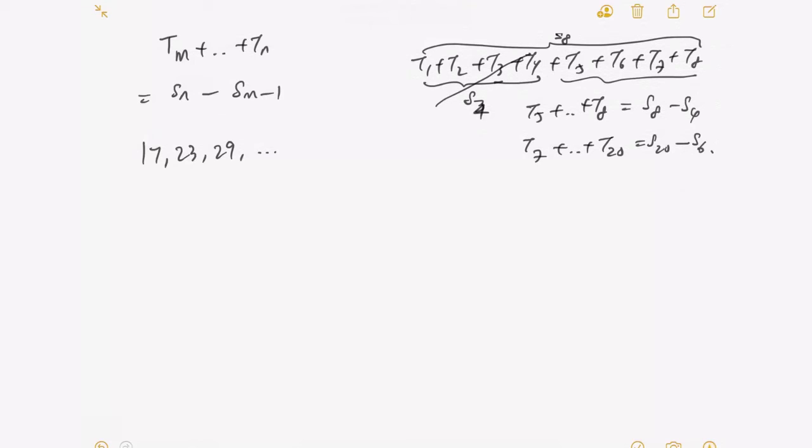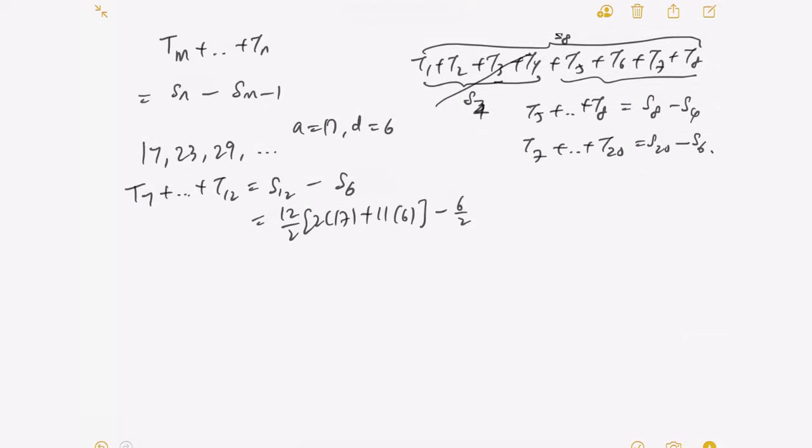So if I want to find the sum from, let's say, the 7th term to the 12th term, we can use S12 minus S6, right? So my S12 will be what? My a is 17, my d is now 6. S12 is 12 over 2, 2a, n minus 1 will be 11, d is 6. S6 is 6 over 2, 2a, 17, n minus 1 will be 5, d is still 6.